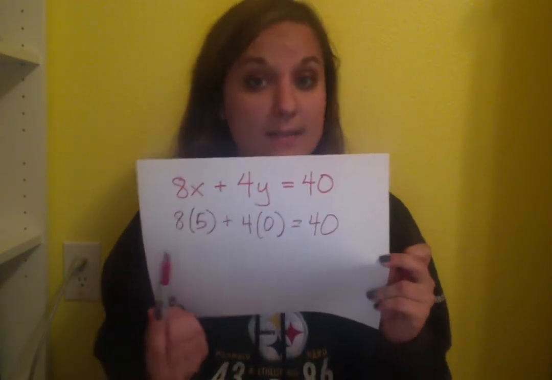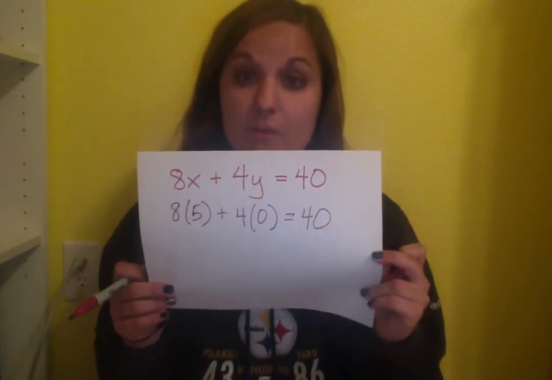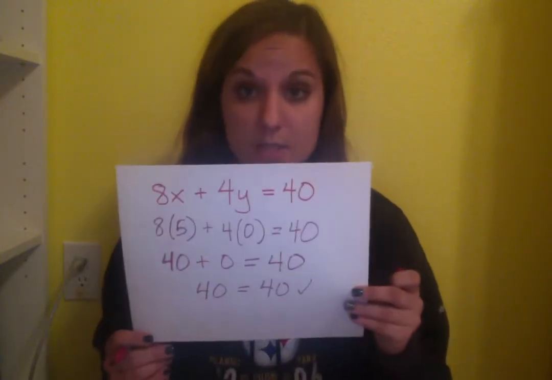Everyone knows that 8 times 5 is 40. So I'm going to go ahead and write down 40 plus, we all know that 0 times anything is 0. So I have 40 plus 0 equals 40. So that tells me that 40 equals 40. Okay, so that checks out.